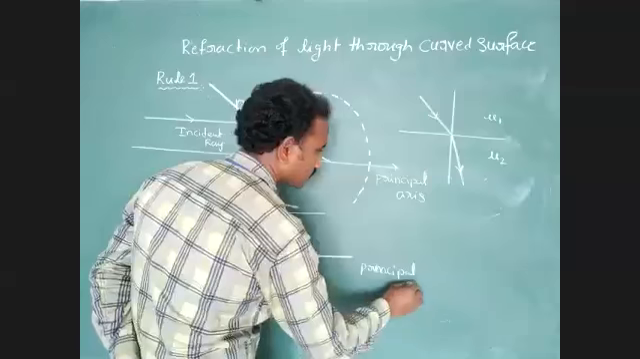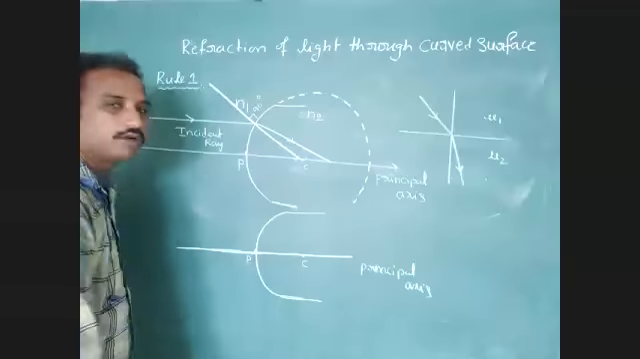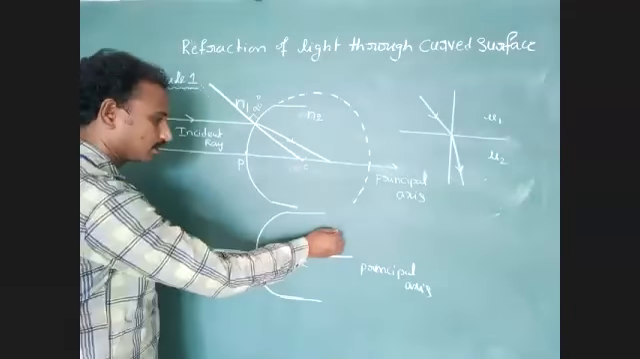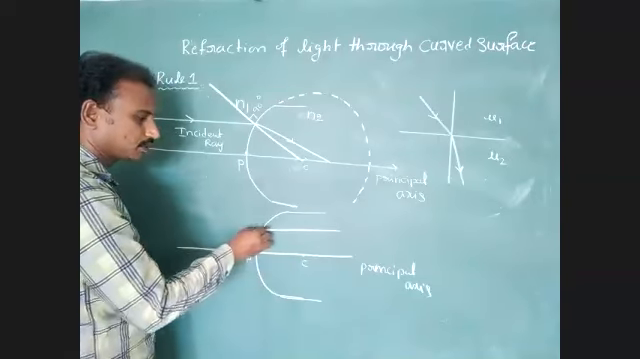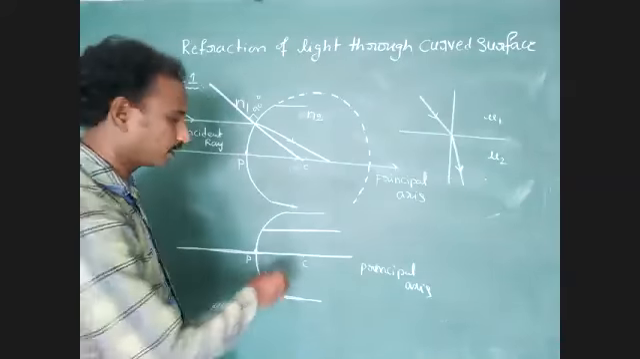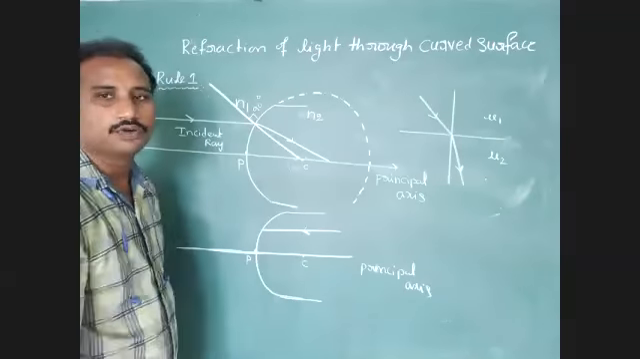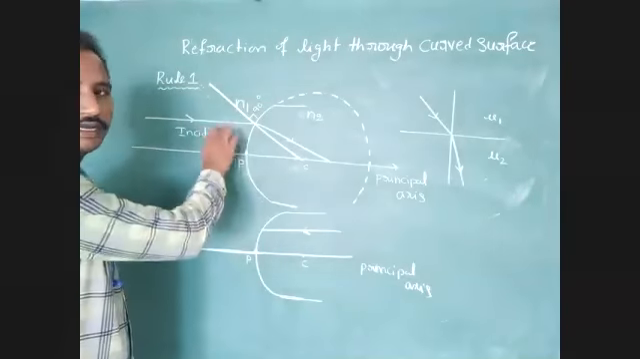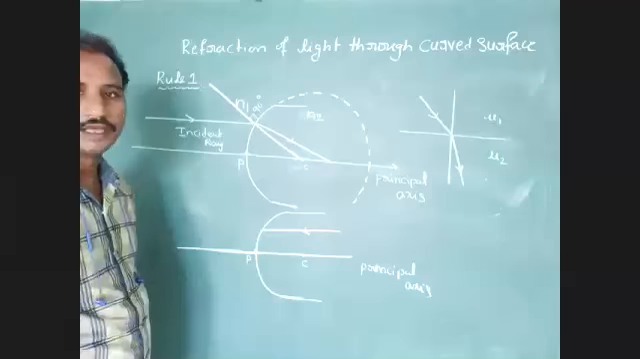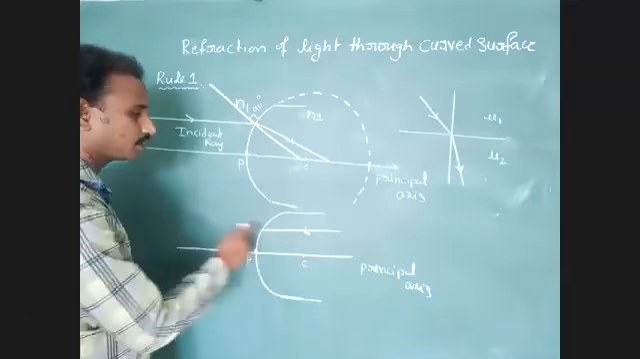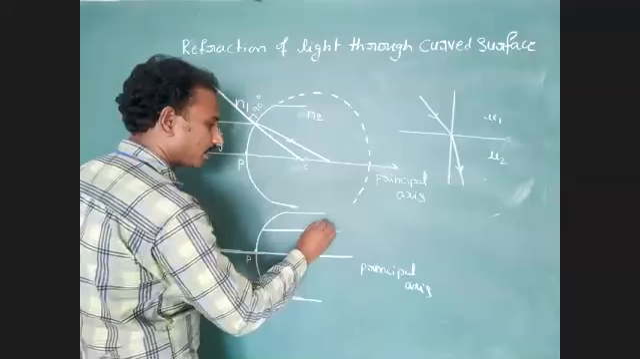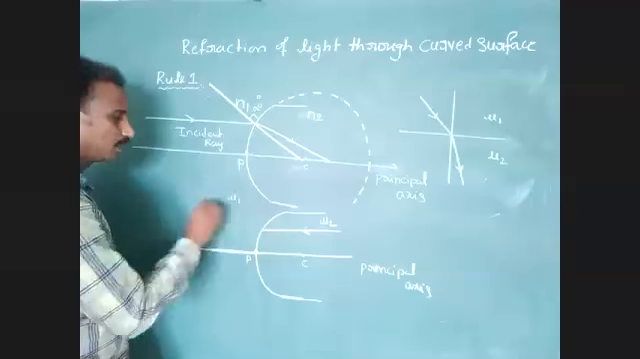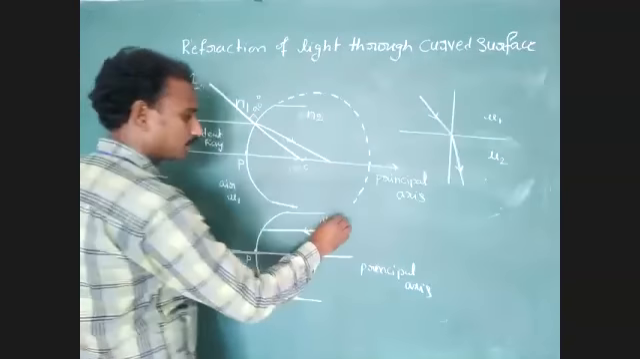Now we have to consider a ray of incident light parallel to the principal axis, from denser optical medium to rarer optical medium. It represents condition 2. Here the direction of light we consider from denser optical medium to rarer optical medium. So the refractive index of the second optical medium is mu2, and of the first optical medium is mu1. So consider this medium air, this medium glass.